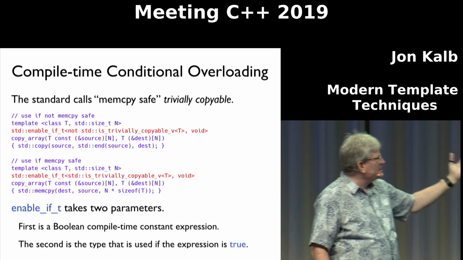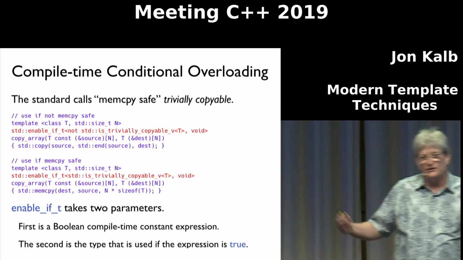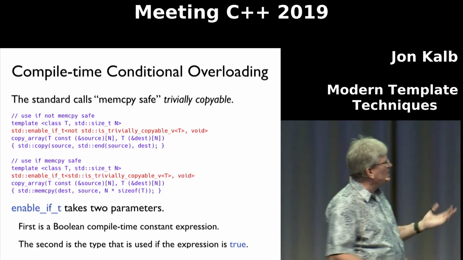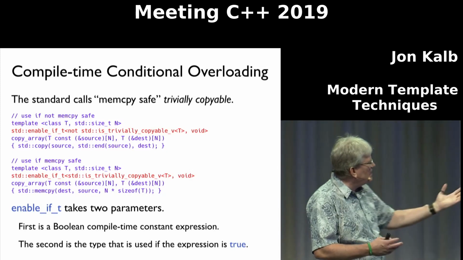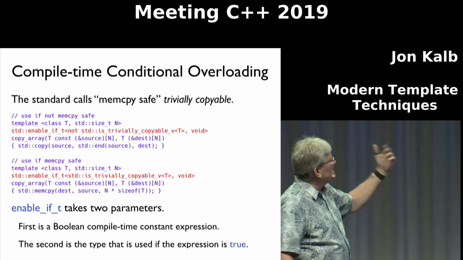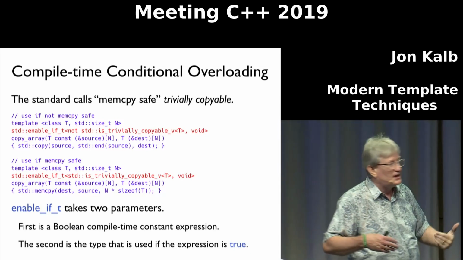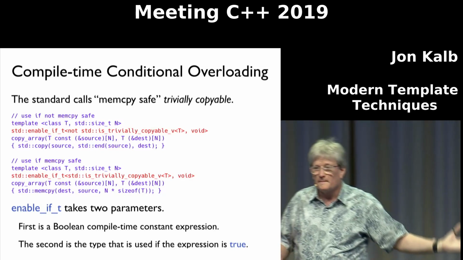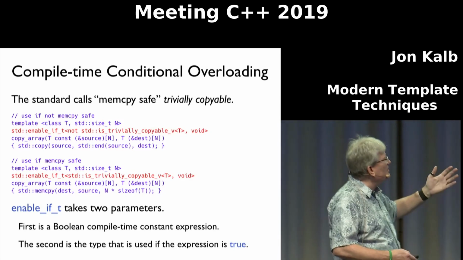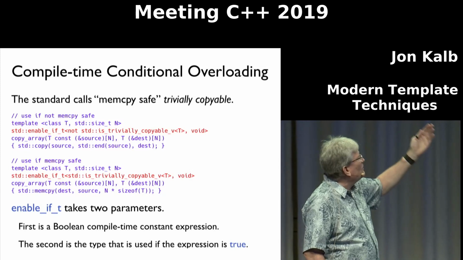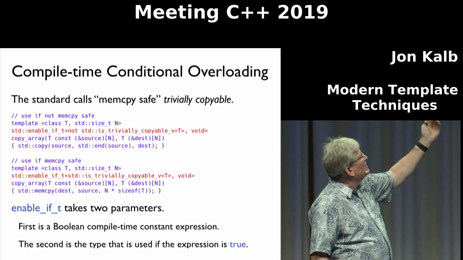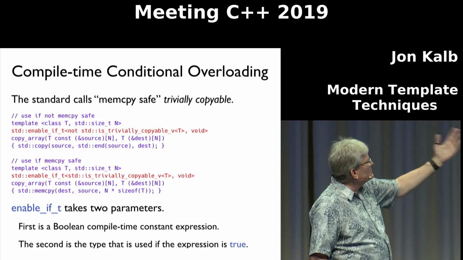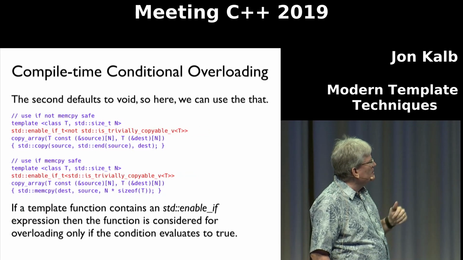The first is a compile time constant expression. Of course, we would not be surprised that it has to be at compile time, right? That compile time constant expression. And the second is the type that is used. In other words, this enable if is going to return a type, and the type that it's going to return is void if that expression is true. And the idea here is that we're going to enable the first one if it's not trivially copyable, and then we're going to enable the second one if it is trivially copyable.